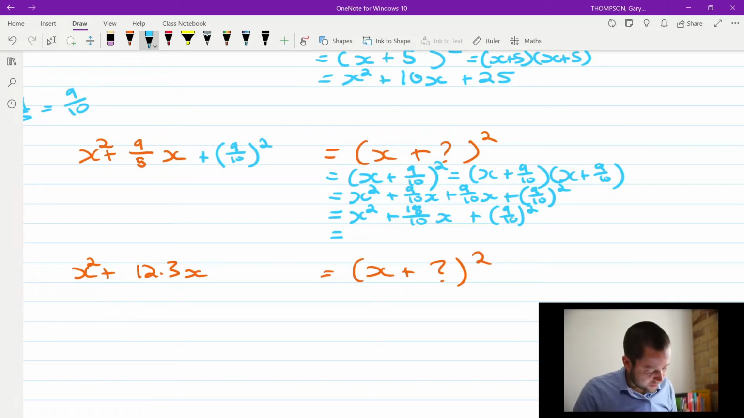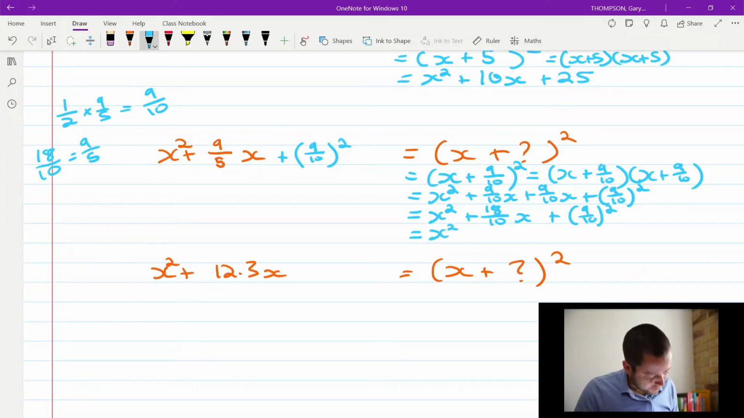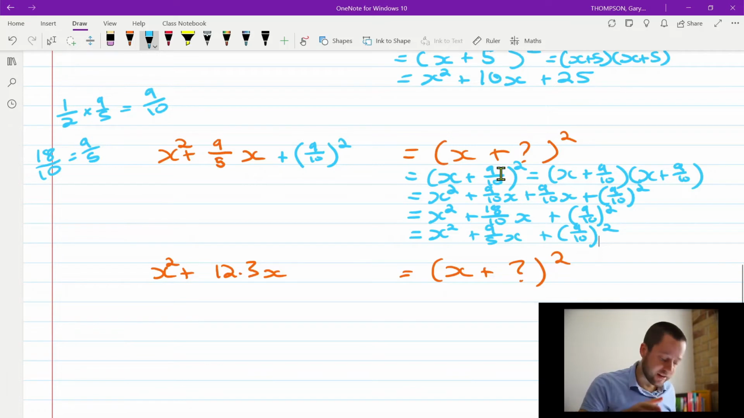Okay, so I need to simplify 18 on 10. Because they're both even numbers, if I divide the numerator by 2 and the denominator by 2, I end up with 9 on 5. So that gives me x squared plus 9 on 5x plus 9 on 10 all squared. And voila, when I completed my square with x plus 9 on 10 all squared and I expanded it, that came to the same expanded result as I began with when I completed the square for the original expression. So I got that correct.